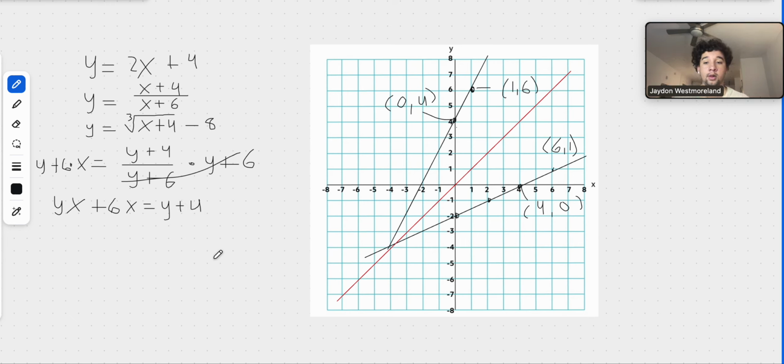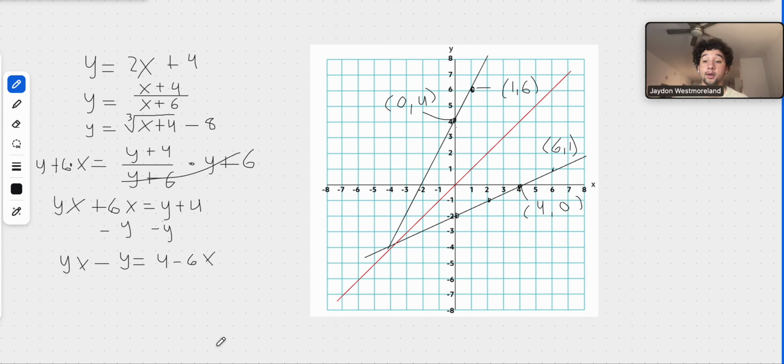Perfect. Okay, now the next issue here is I have y in two places. So anytime you have a variable in two places that you're trying to solve for, get all those variables on one side of the equation. So I'm going to subtract y from both sides. And then I'm going to subtract 6x to the other side, giving me yx minus y is equal to 4 minus 6x.